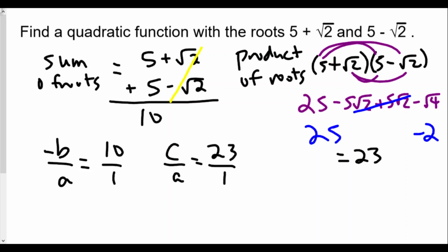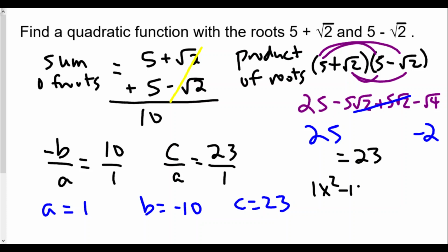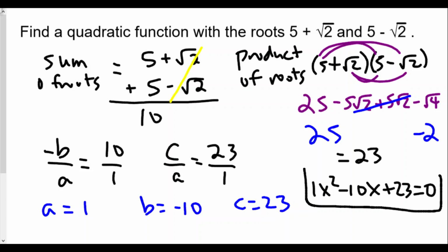Okay, so we find our a, b, and c values. So we have a equals 1, b equals negative 10, and c equals 23, which means that our quadratic equation that has these roots will be 1x squared minus 10x plus 23 equals 0. Again, we're just plugging in our values into our quadratic function of ax squared plus bx plus c equals 0. All right, everybody?